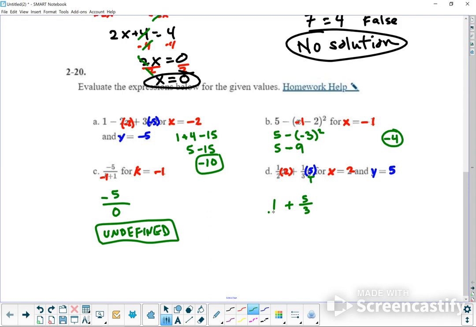Now, you may not remember this, but that 1 is really 1 over 1. And if you want to combine these, you can use a calculator, but you can also use a common denominator. So multiply by 3, because that has a 3. So really what we're doing is 3/3 plus 5/3. And what does that make? 3 plus 5 is 8/3. That's your answer.